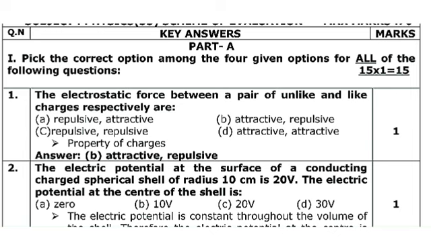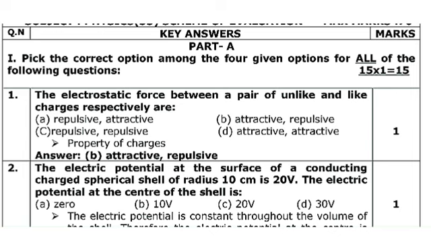Our first question is: the electrostatic force between a pair of unlike and like charges respectively are, option A repulsive attractive, option B attractive repulsive, option C repulsive repulsive, option D attractive. Here they asked electrostatic force between a pair of unlike charges, means plus and minus. So what is the electrostatic force between them? So we can say it is attractive and repulsive. It is the property of charges. So here the answer is option B, attractive repulsive.